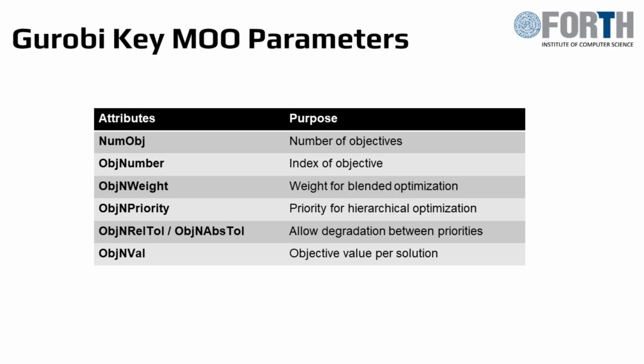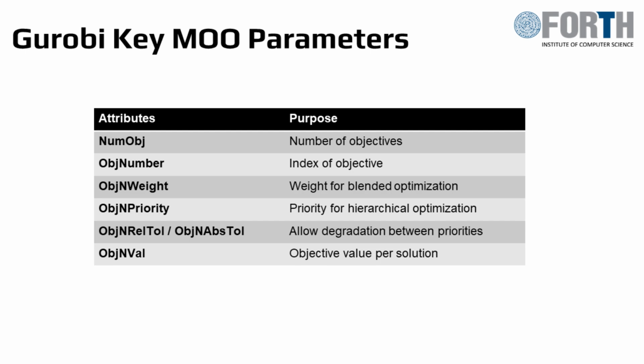and ObjNAbsTol. These parameters allow controlled degradation between priority levels. Instead of enforcing a strict equality on higher priority objective values, we can permit small relative or absolute deviations when optimizing lower priority objectives.